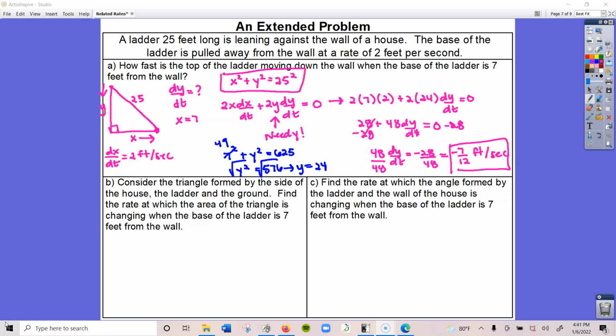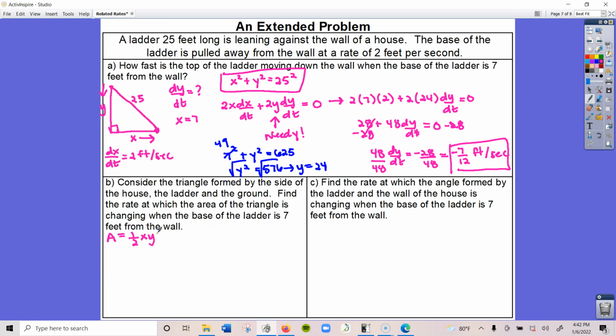Consider the triangle formed by the side of the house, the ladder, and the ground. Find the rate at which the area of the triangle is changing when the base of the ladder is 7 feet from the wall. So we're still talking about the same triangle here. The area of any triangle is 1/2 base, which the base is x, times the height, which is y.